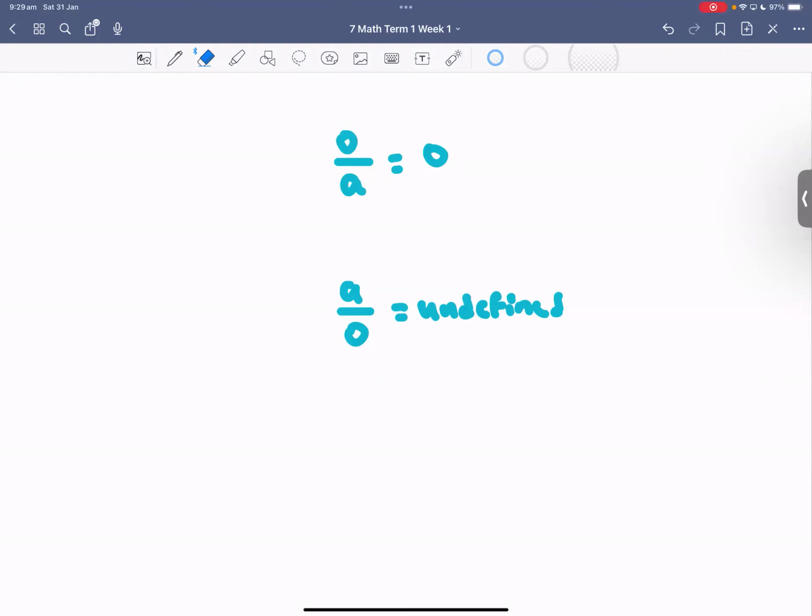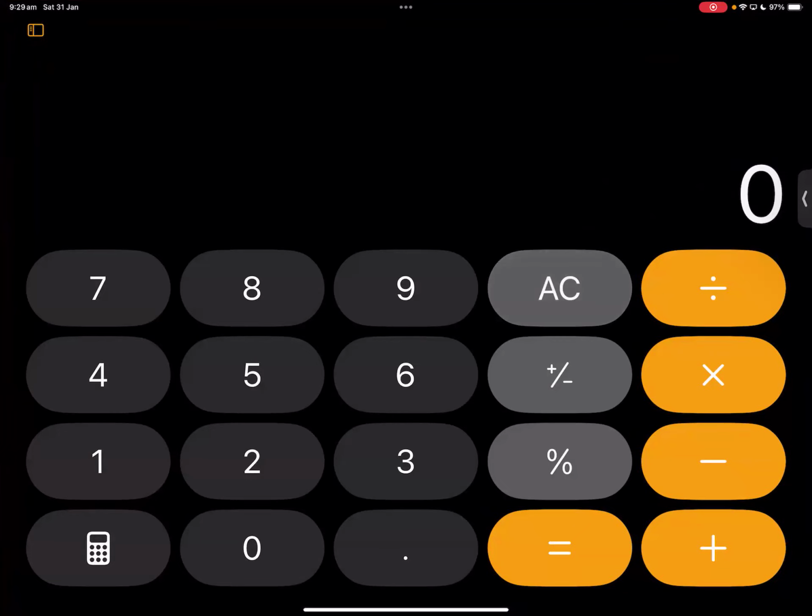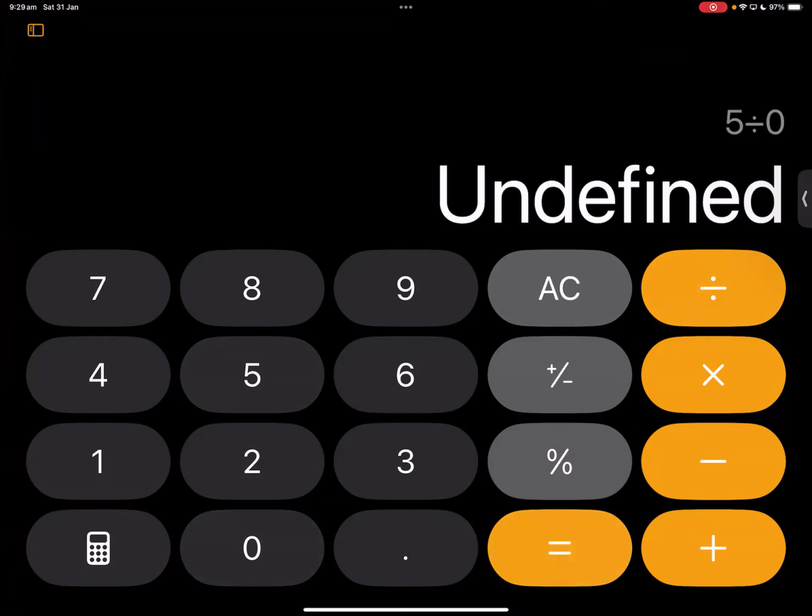It's not possible because it just breaks. In fact, if you have your calculator with you, just do 5 divided by 0 on your calculators. All right, I'll first do it on the iPad calculator. Let's see what it says. 5 divided by 0 equals, oh, there you go. The iPad knows: undefined. There is no such thing as divide by 0. It is simply called undefined.